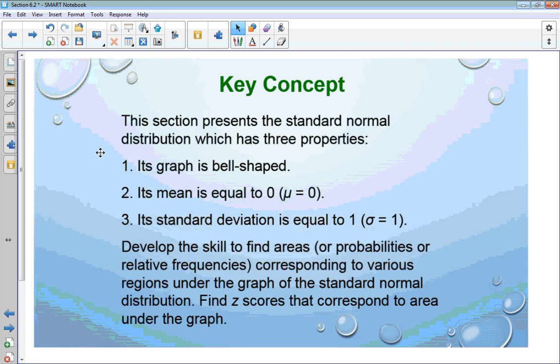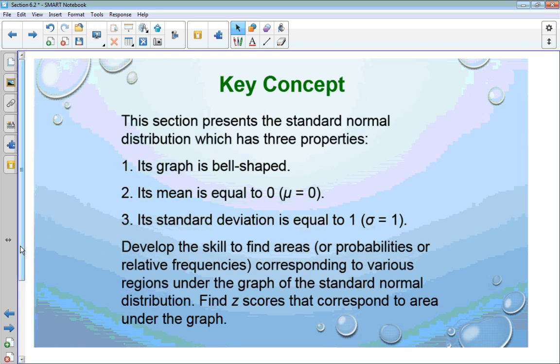Sigma equals 1. You need to develop the skills to be able to find the areas or probabilities, area, probability, the exact same thing, of relative frequencies, which correspond to various regions under the graph of the normal distribution. We need to find z-scores that correspond to the area under the graph.